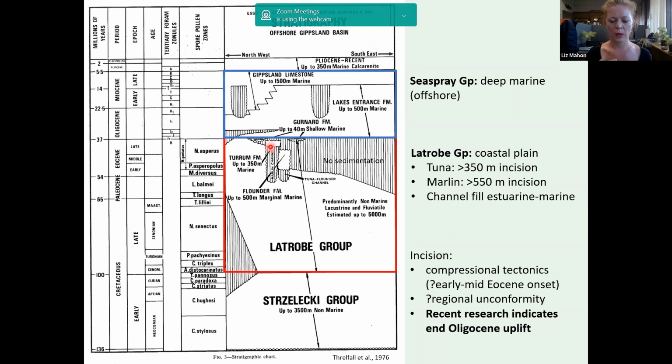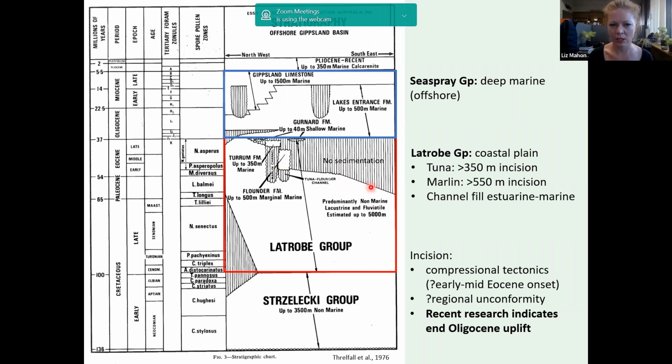The understanding from the literature is that these large incised channels are thought to be associated with regional tectonic uplift, the timing of which has historically been a little bit vague. It was generally attributed to the early to mid Eocene. So it was thought that there was regional uplift in the early to mid Eocene, these large channels formed with fluvial incision, and there's often a regional erosive unconformity interpreted to be associated with that. Then with increased subsidence of the basin, transgression reinitiated and filled in these channels with estuarine to marine transgressive sediments.